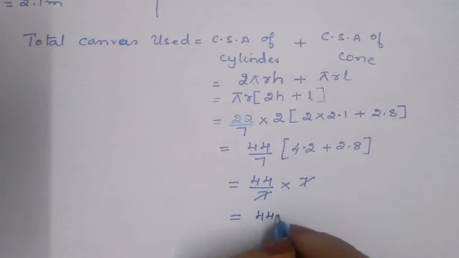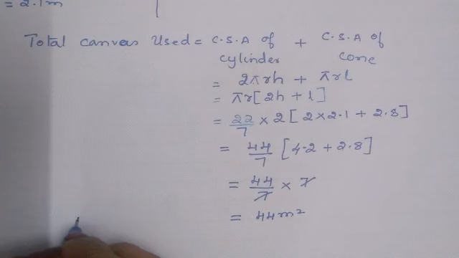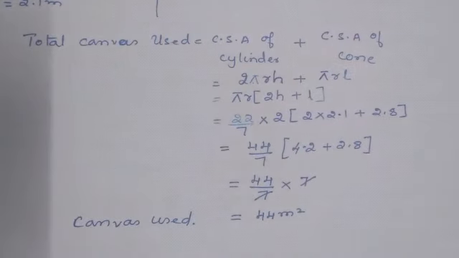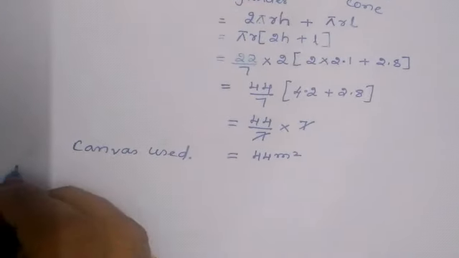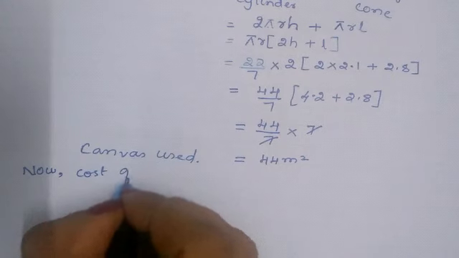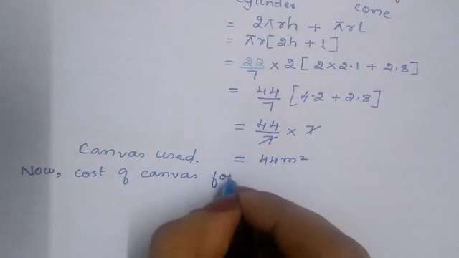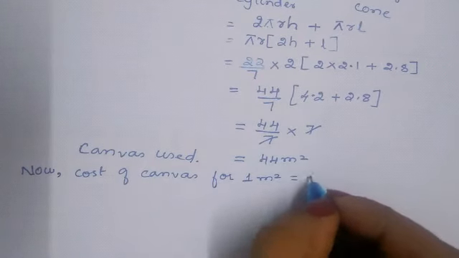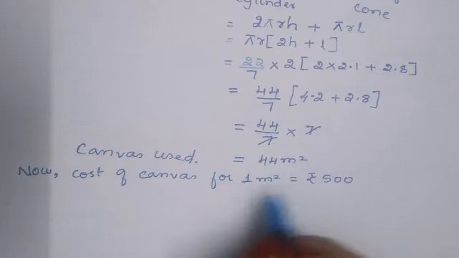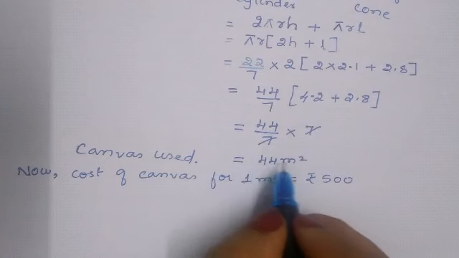So the answer is 44 meter square. This is the area of canvas used, the total canvas used. Let us see the cost now. What they have told, let us see what we have to find: cost of canvas. For 1 meter square, they have given in the question rupees 500. For 44 meter square, how much is it?